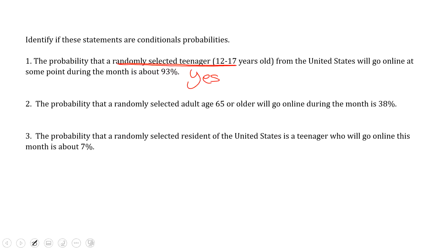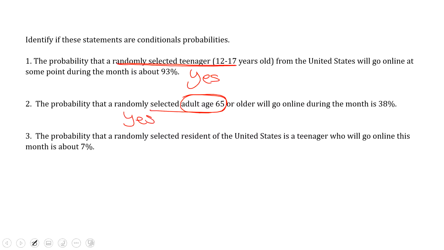The second one, the probability that a randomly selected adult, again, randomly selected adult, we've kind of identified who we're picking rather than data from the whole United States. So again, this one is conditional. This is yes as well.